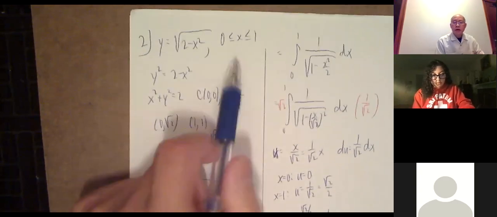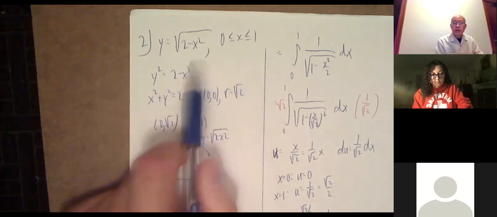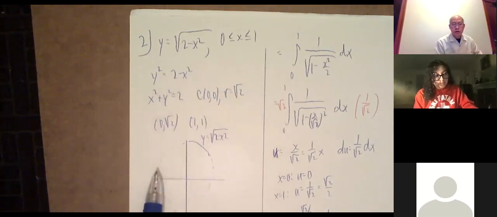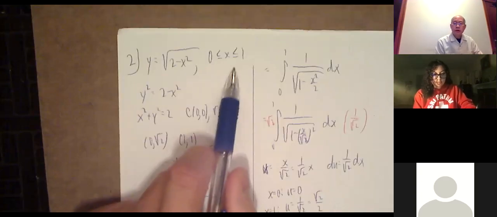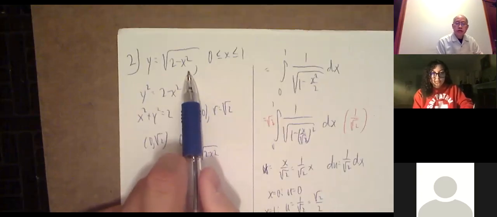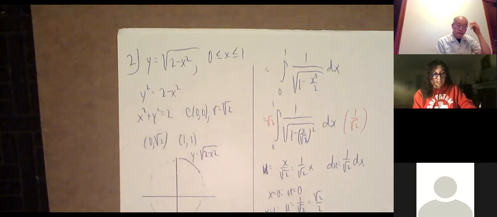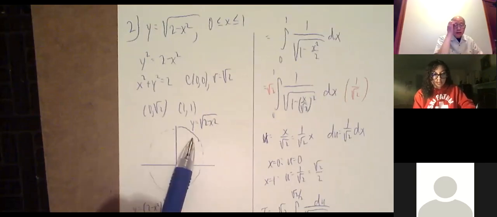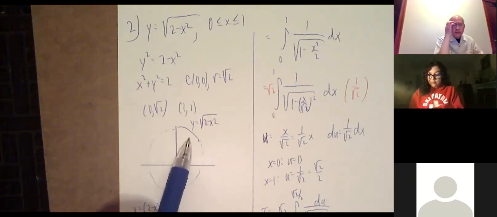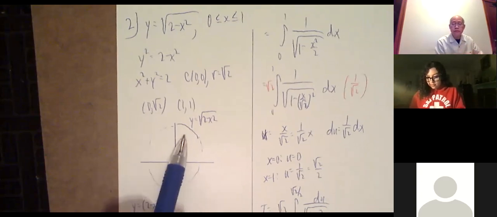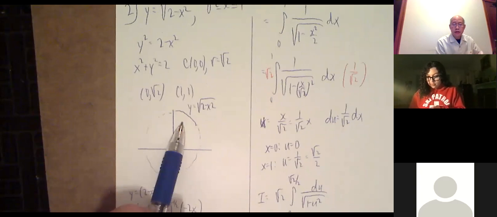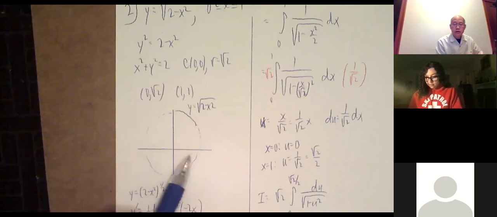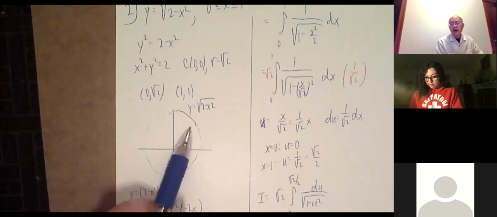But let's look at what we got. We're only going from 0 to 1. What do you get when you plug in 0? Square root of 2. What do you get when you plug in 1? 2 minus 1 is 1, square root of 1 is 1. So you have the point 1, 1. So we're only going from here to here. If this is the point 1, 1, this would be a 45-degree angle. So what fraction of the whole circle do I have? I have 1/8, right? 1, 2, 3, 4, 5, 6, 7, 8. Or you can say this is 45 degrees, and 45 degrees out of 360 is 1/8. So I have 1/8 of an entire circle.